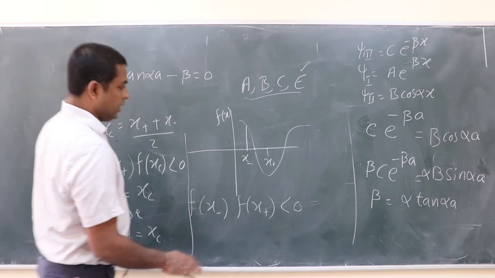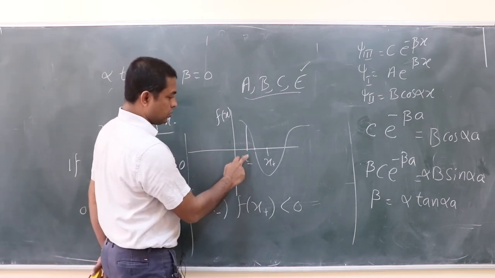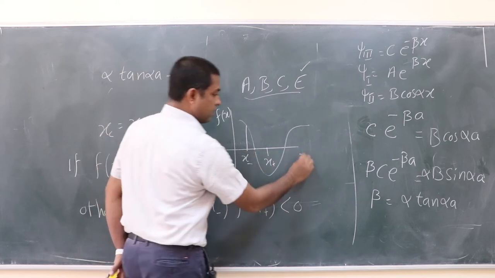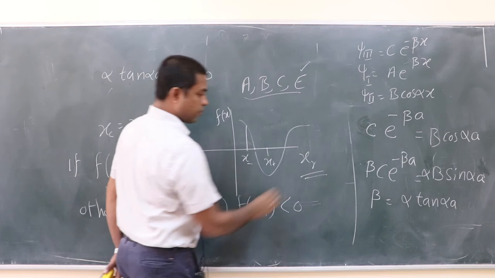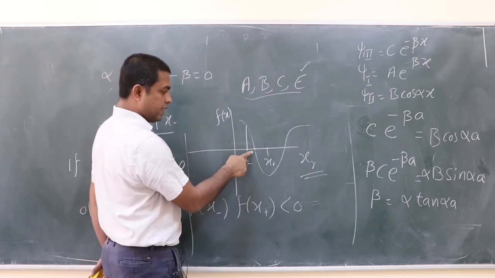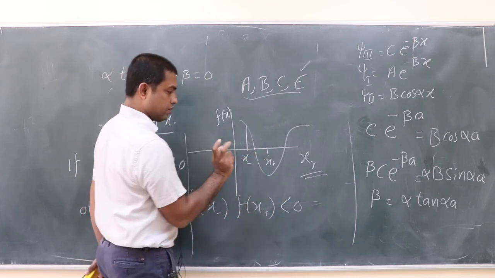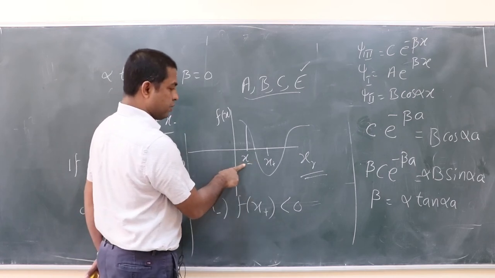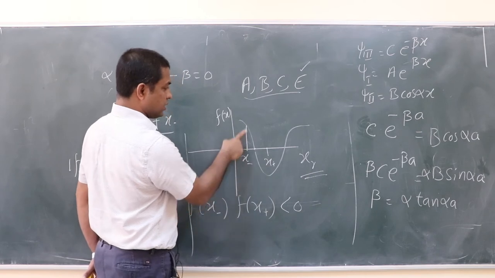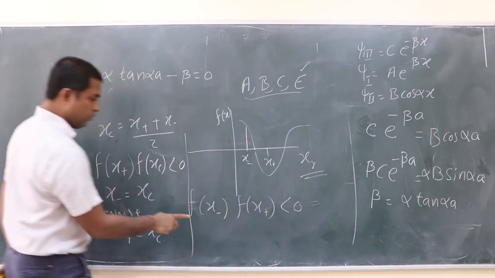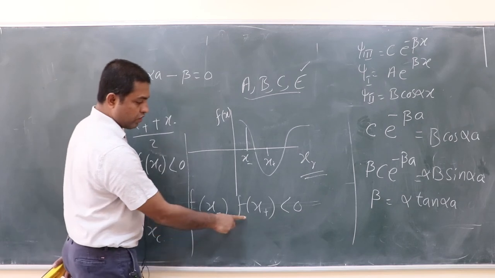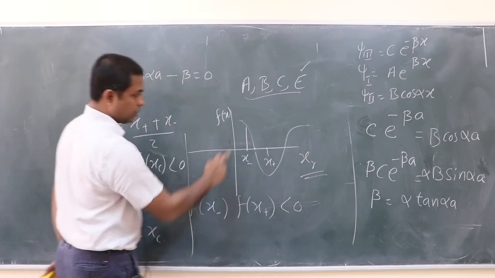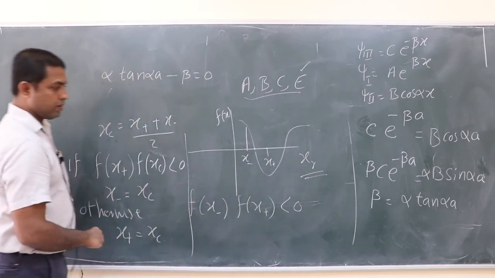Yes. Initially, there is a root here. That is some root xr. Now x minus is less than xr and x plus is greater than xr. If you find f of x minus into f of x plus, because one is positive and the other is negative, f of x minus into f of x plus will always be less than 0, because the root is between.